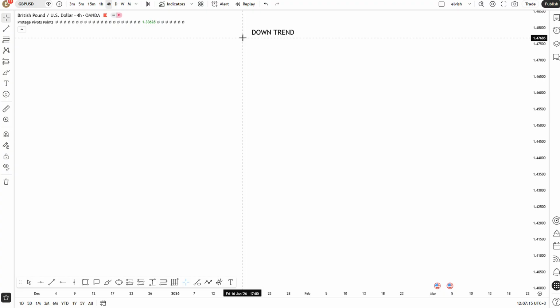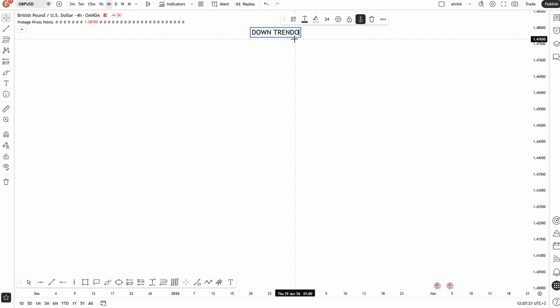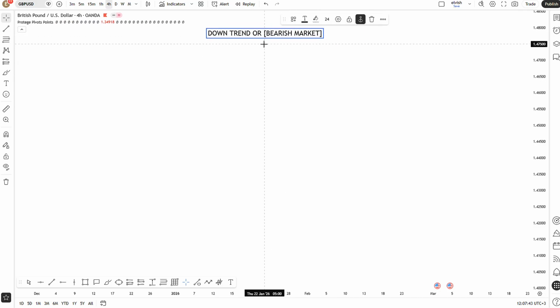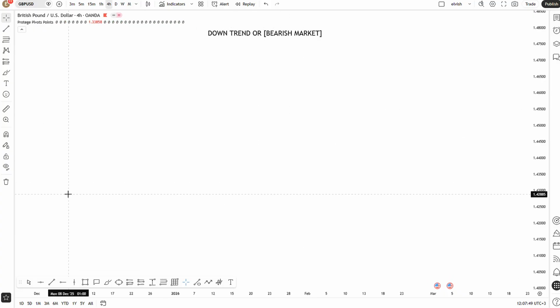A downtrend, or a bearish market. Actually, let me also add this: open brackets, downtrend, or the bearish market. So how does this come to pass? How does this market look like in real life? Let me first give you things that are involved in a downtrend or bearish market.